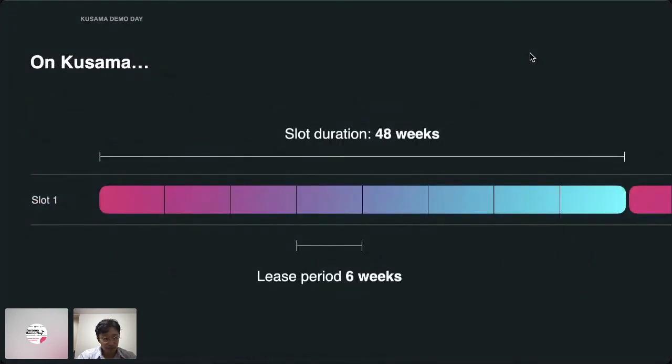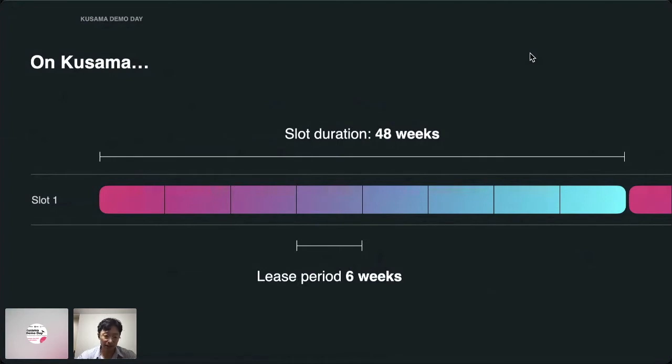So basically, within these limited number of parachain slots, developers need to also consider how long their slots can last and what the lease period is. Compared to Polkadot, where the slot duration, as some of you may know, is up to 2 years per parachain and a lease period of every 6 months.